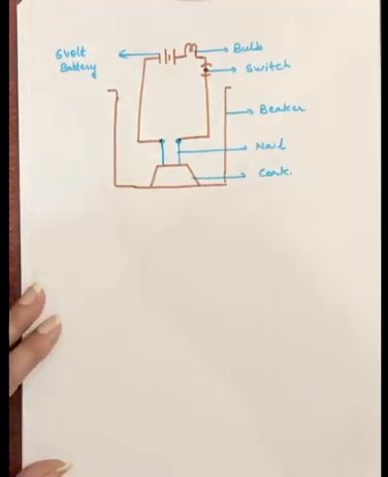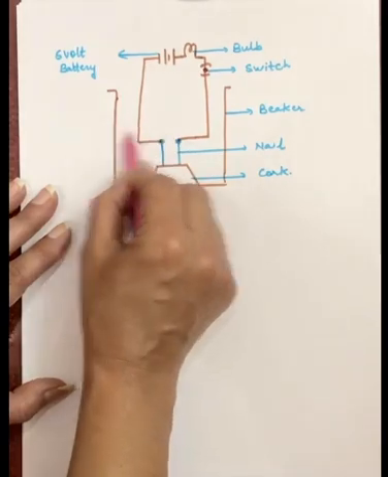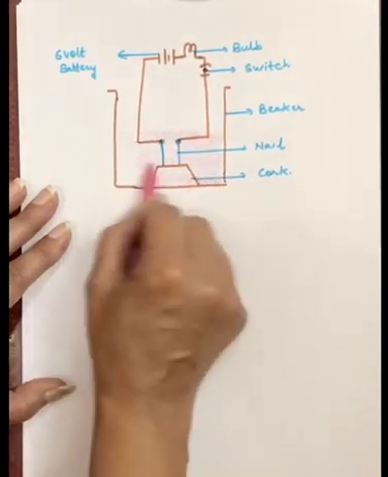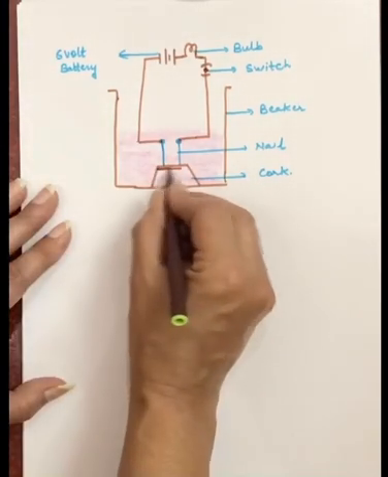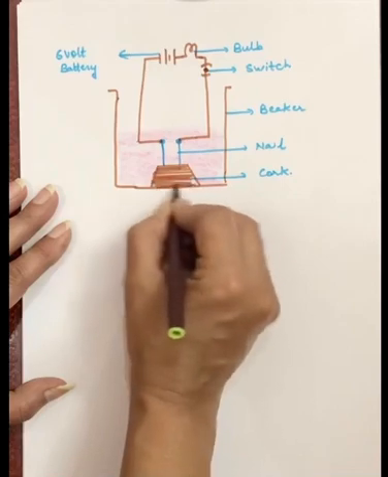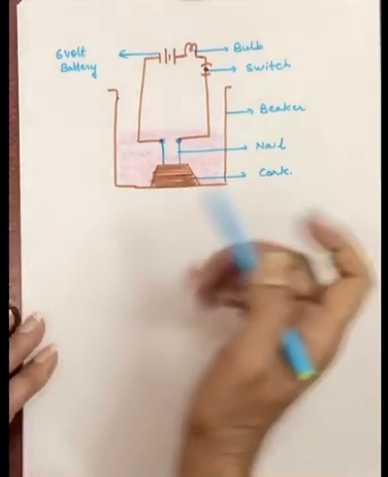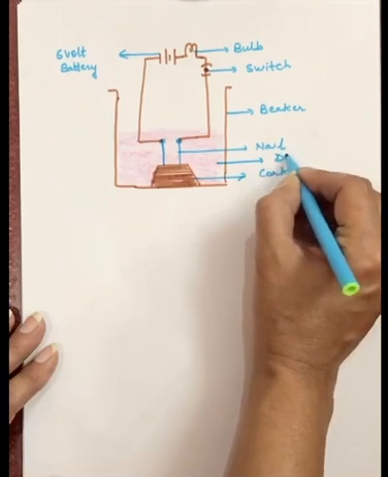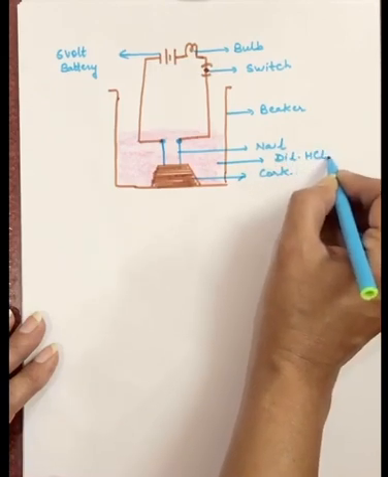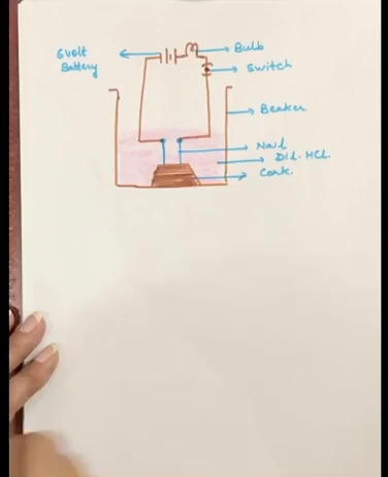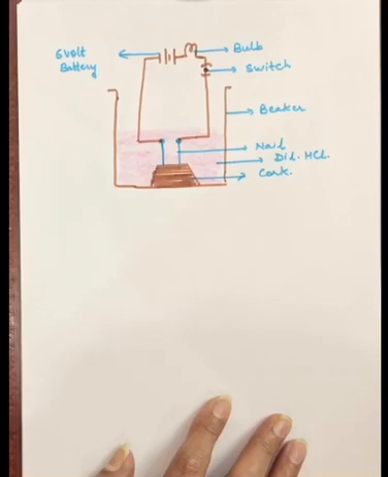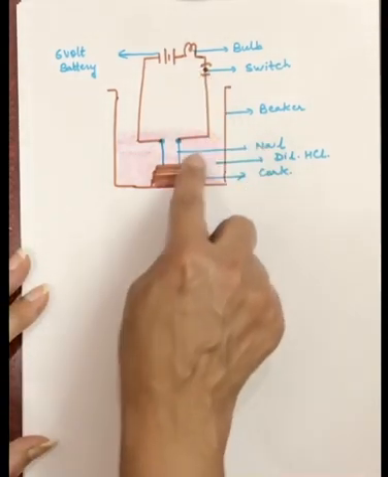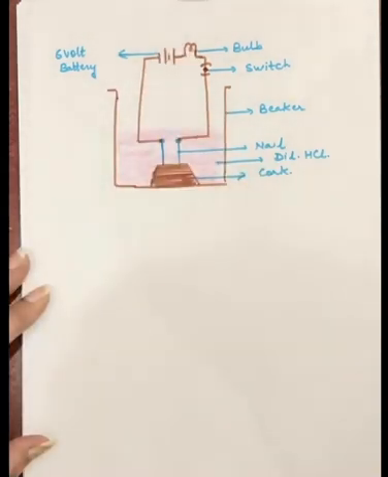So let's say first of all we are taking here dilute HCl in this. So I'm labeling this that the solution, for example, we are taking is dilute hydrochloric acid. Now, after this, we have to start this experiment. That is, we have to switch on this. When we switch this, what will happen? The current will pass. If the current will pass through this, then the bulb should glow.